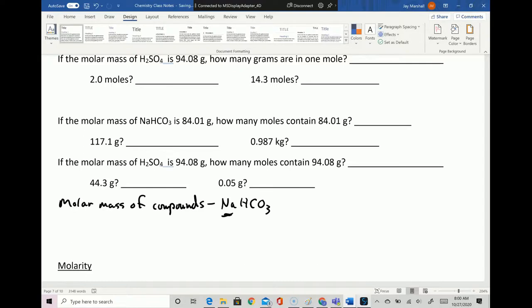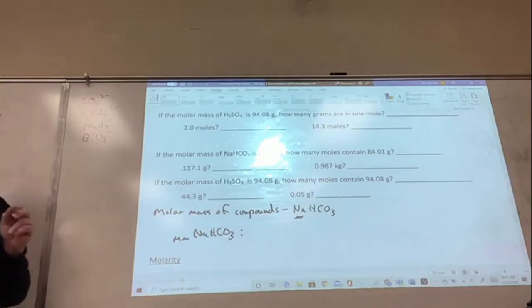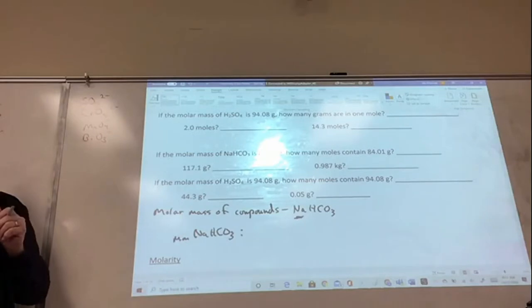And we recognize that since sodium begins the left side of the formula, this is an ionic compound because this is a metal, and then this must be a polyatomic ion. This is a polyatomic ion we haven't seen before. It's called the bicarbonate ion. You don't need to know that. You just need to know how to find its molar mass. So if I were to say molar mass of NaHCO3, and I want to figure that out, how would you speculate that I'm going to find that? How am I going to find the mass of that compound?